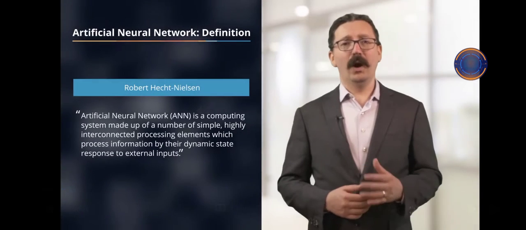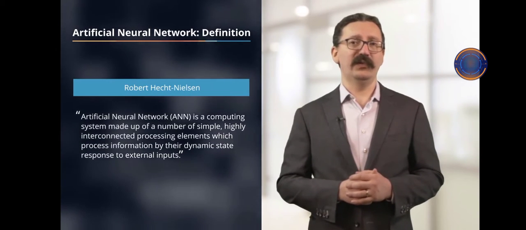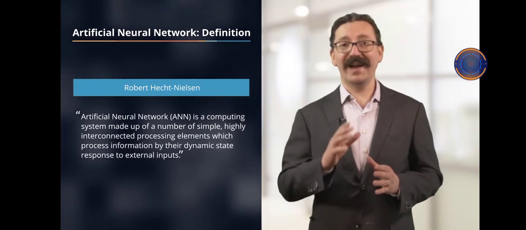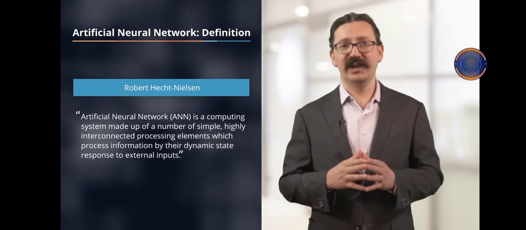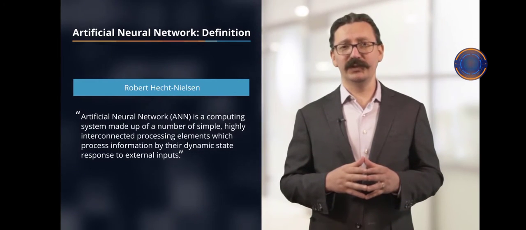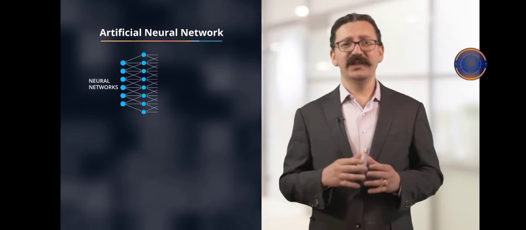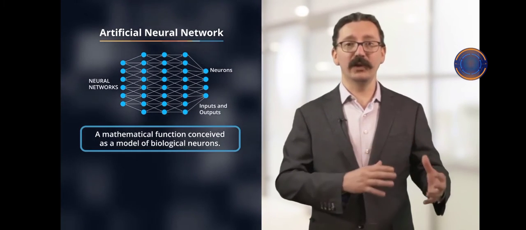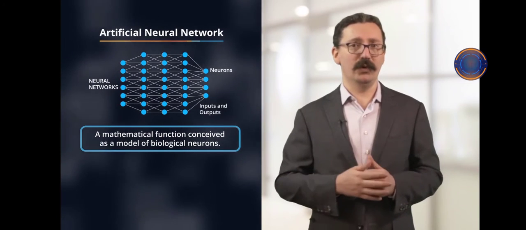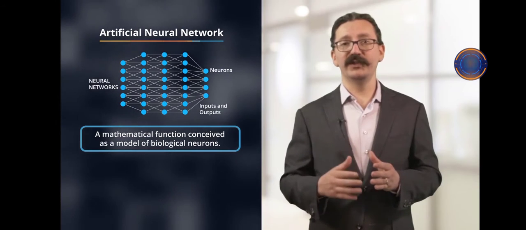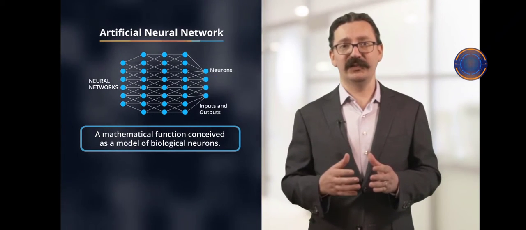Artificial neural networks, or ANNs, can be defined as a computing system made up of a number of simple but highly interconnected processing elements that process information by their dynamic response to external inputs. An artificial neuron is a mathematical function conceived as a model of biological neurons, or a neural network. The multiple layers of training are called artificial neural networks, or ANNs.